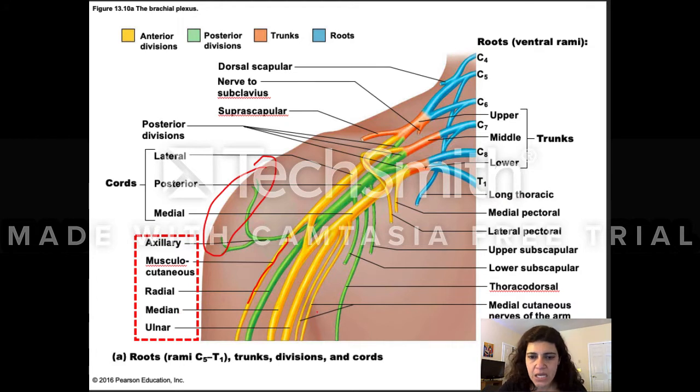Median. Median is this one here, and think about in the middle. So you have one here that we need to know, musculocutaneous, and now median. Actually, let's talk about radial first. Radial comes first. Radial is posterior. So whatever is green here, you see how green is the posterior divisions? So green, posterior. So the radial nerve innervates all the extensor muscles and the posterior skin of your arm, okay?